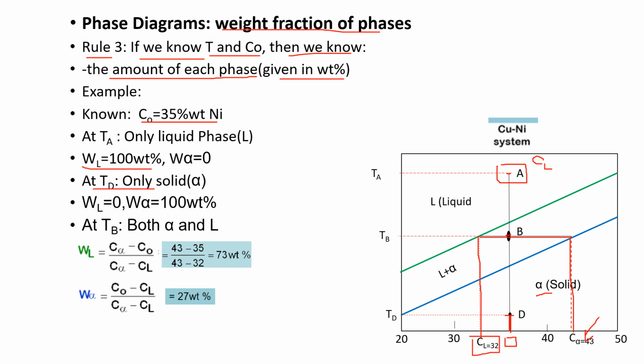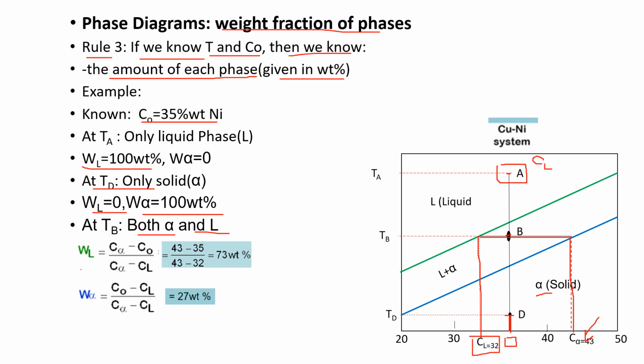Similarly, at point D, only solid alpha is present, so the weight of the liquid at this point is 0, but the weight of the alpha is 100% by weight over here. So we can find out the exact composition of the weight of the liquid and solid at this temperature. That will be this one, but now we want to find out at TB, where both alpha and L are known.